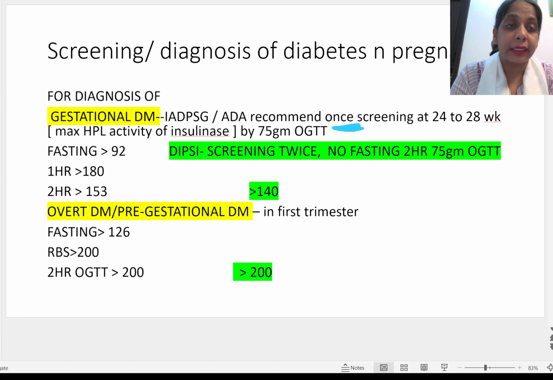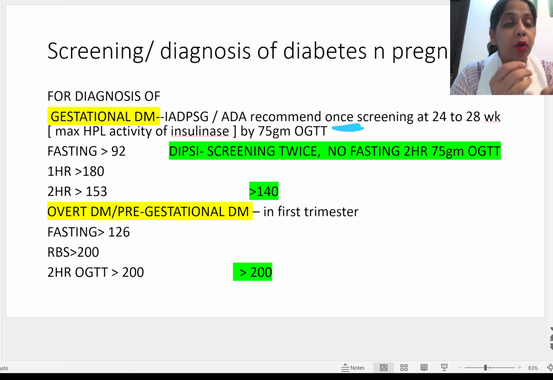Why do they say we have to screen at 24 to 28 weeks? Because human placental lactogen, which has an insulinase action, has its activity maximum after 24 weeks. It acts as insulinase, it destroys the insulin, so it does not let the insulin function. That is why pregnancy is said to be a diabetogenic state: in pregnancy human placental lactogen is released, and it destroys the insulin and causes hyperglycemia.